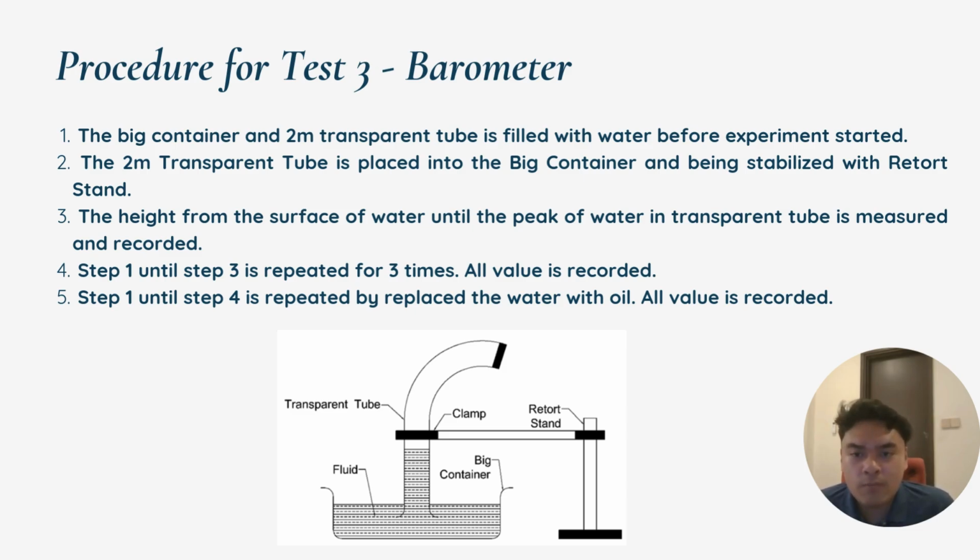For our procedure for test 3, which is the barometer experiment, we started off by taking the big container and a 2 meter transparent tube and filling it with water before the experiment started. Then the 2 meter transparent tube is placed into the big container and stabilized with a retort stand. The height from the surface of the water until the peak of the water in the transparent tube is measured and recorded. We then repeat step 1 until step 3 for 3 times and all values are recorded into the table. Lastly, we repeat step 1 until step 4 by replacing the water with oil and we record all the values inside the table as well.